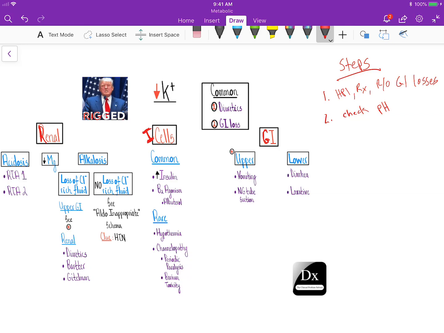And of course, if the patient's unresponsive or unable to give a history, then your pH can further help determine if this was due to vomiting or diarrhea.